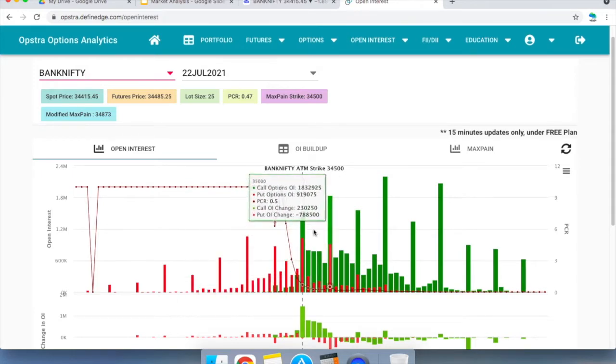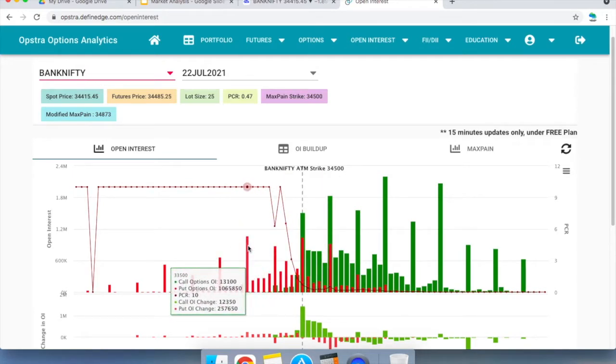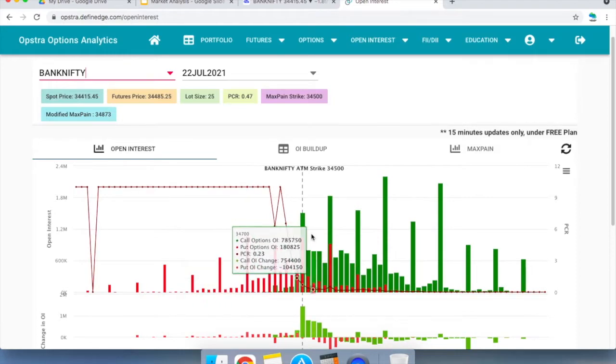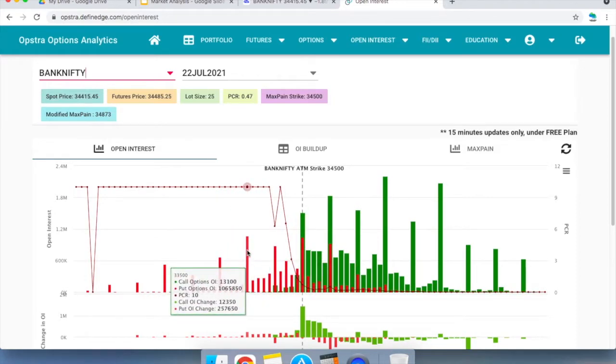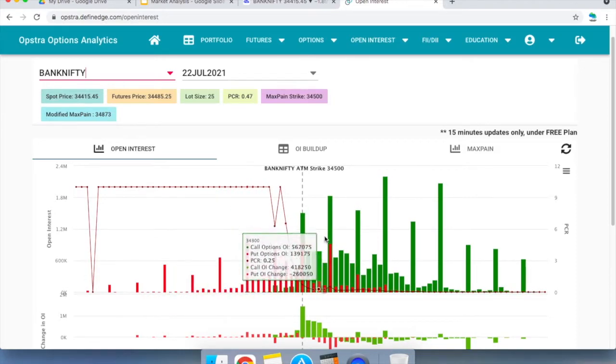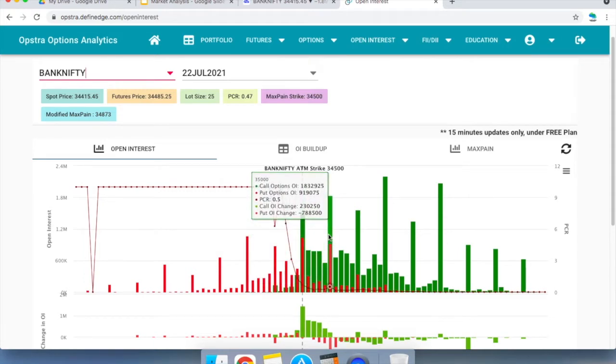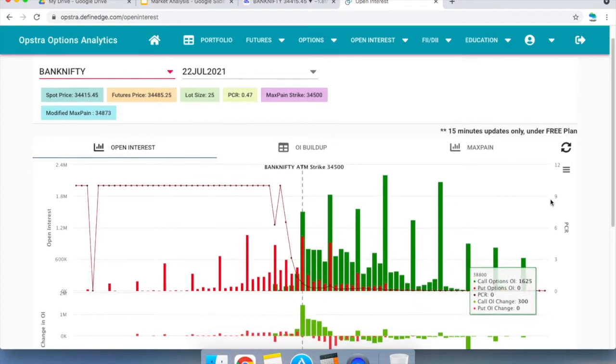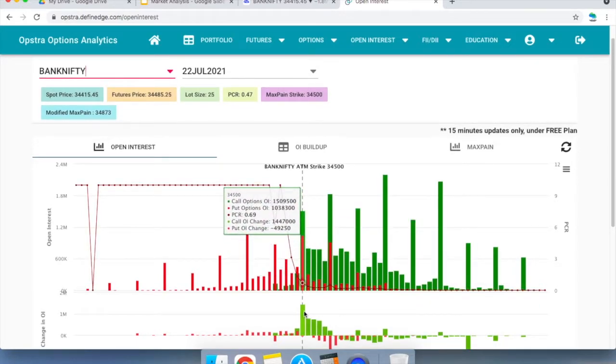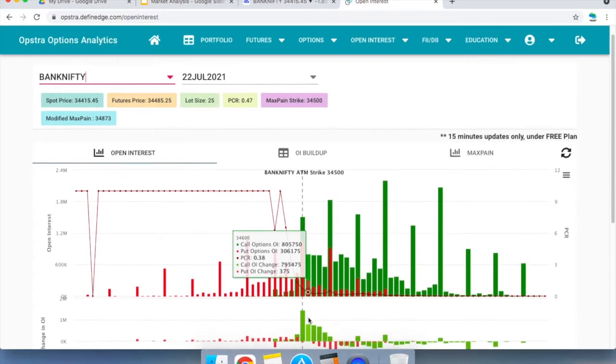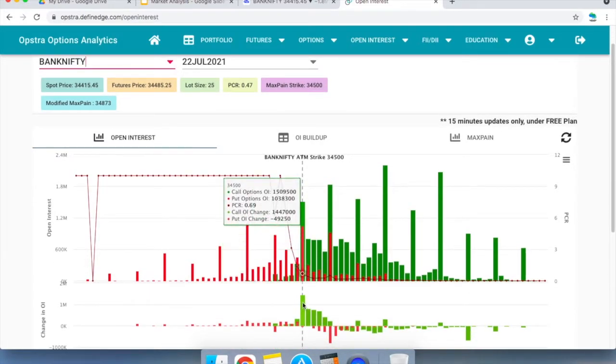So the range would be between 33,500 and 35,000 somewhere over the expiry, right? Whether it would give up this 34,000 or not is a big question, right? You can see that a lot of additional call writing has happened at 34,500, right? If you look at the bottom part, the change in open interest, a lot of additional. So there is a green that is seen.